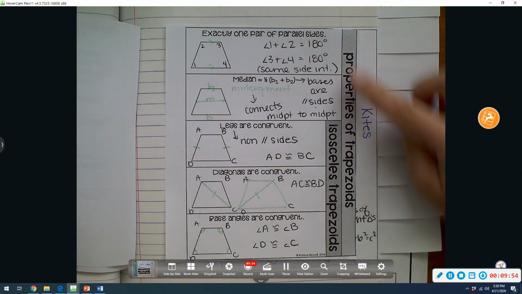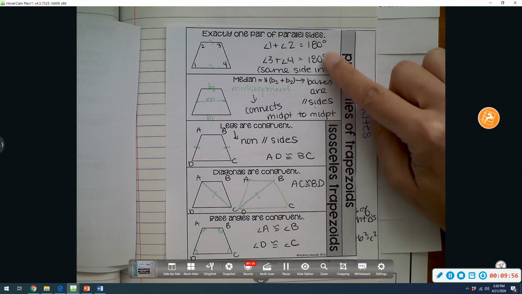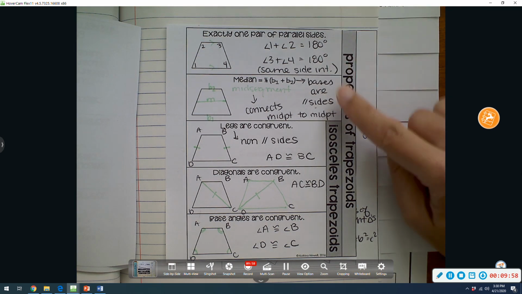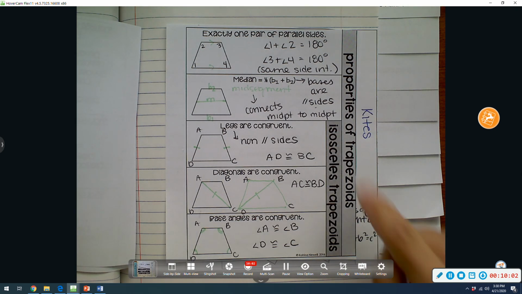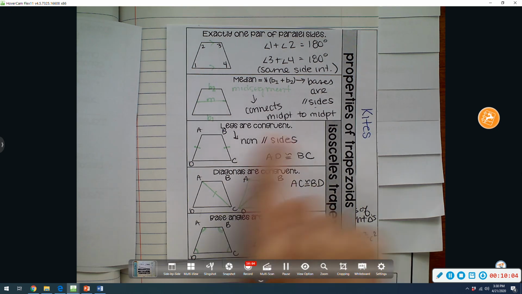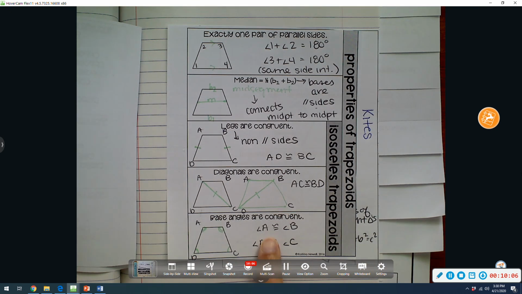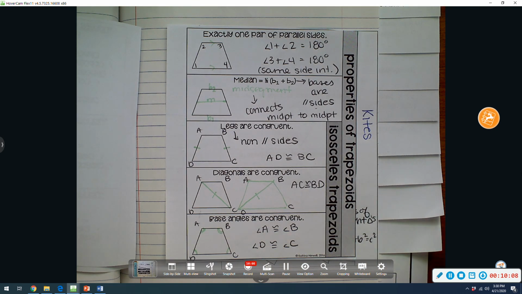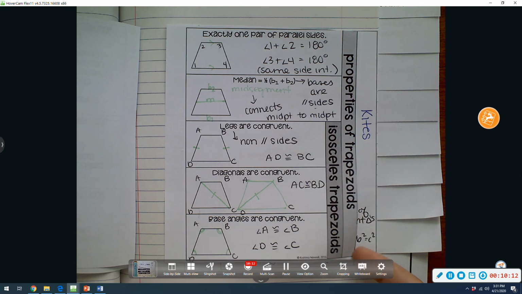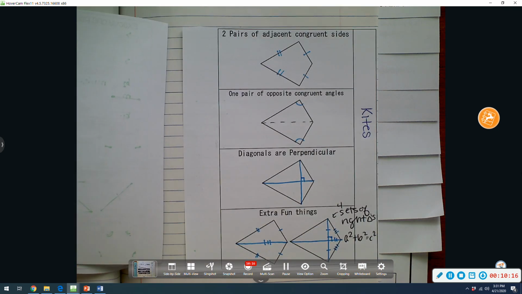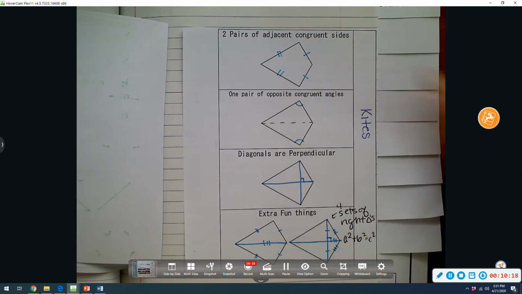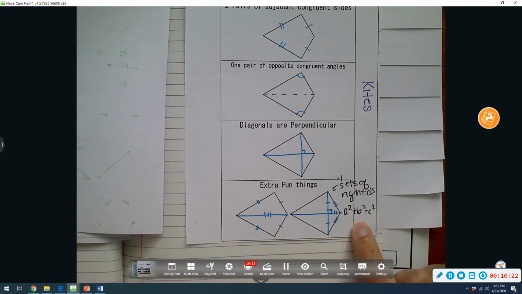Then we got our trapezoids. So trapezoids have one pair of parallel sides. They have that mid-segment thing we talked about, which here's the fun formula for that. Then the isosceles trapezoid is special right here because it has these three unique things. And then the right trapezoid wasn't that great. You can add it at the bottom here where it just has the two right angles, but nothing really more than that. And then we have our kites. So we have our two adjacent sides, our opposite congruent angles, diagonals perpendicular. We got some right triangle stuff.